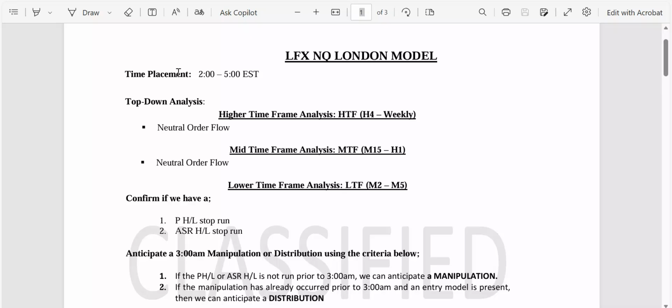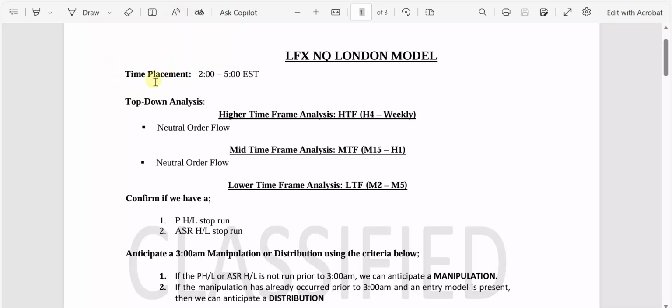Welcome to this video. In this video I'm going to be sharing the LFX NQ London model. It's a very powerful model which I've been using for, I could say, the past 3 to 4 months, and I believe by the end of the presentation you'll appreciate the model. So let's get into the video. I'm going to start with time placement.